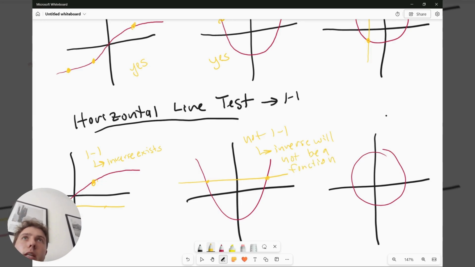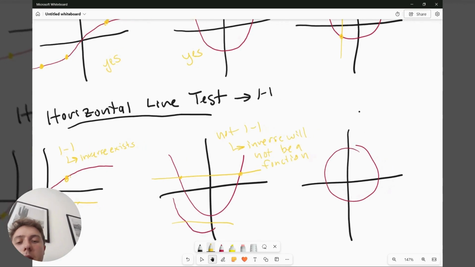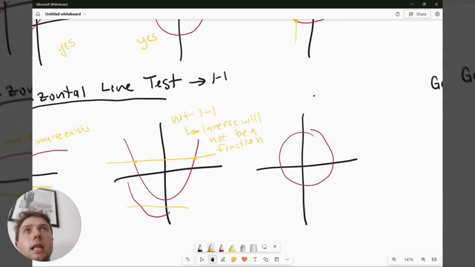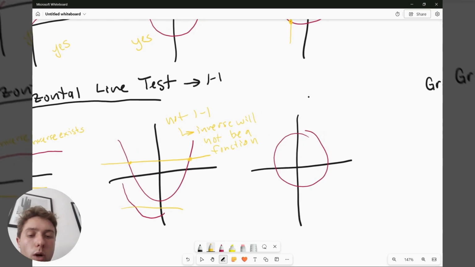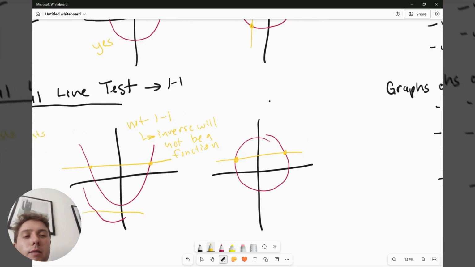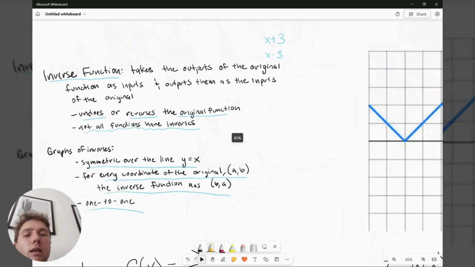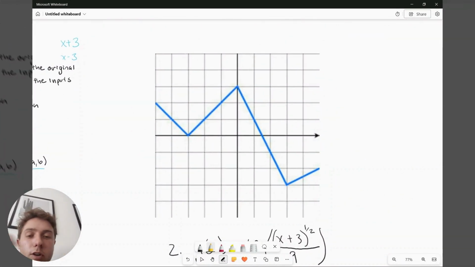If that's the case, one thing you could do is just restrict your domain. You might change it so your function is only part of it. For example, something like that, where you're just looking at the x values less than 0. And now it would pass your horizontal line test and would have an inverse function. Okay? So you can restrict domains on functions that are not one-to-one. A circle as well would not pass. It was not a function originally, and it will not have an inverse that is a function. Okay, so just some ideas there with the different line tests, horizontal and vertical.